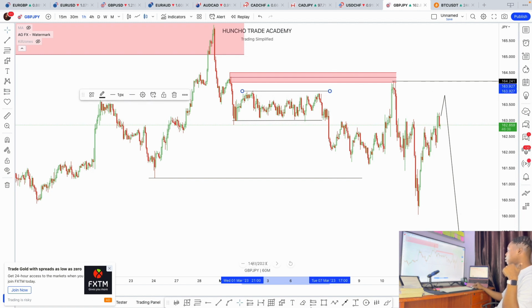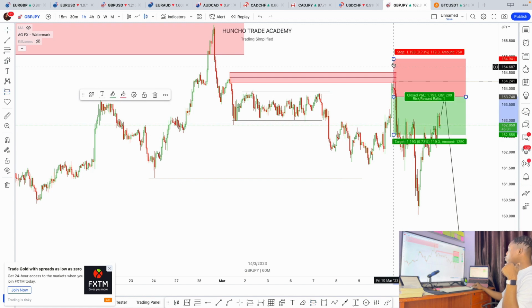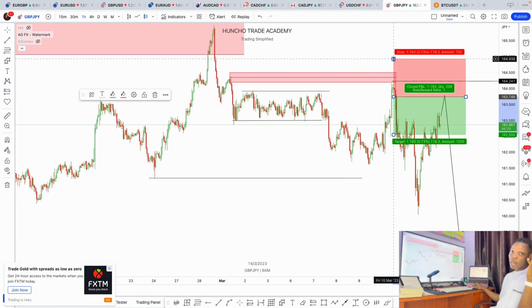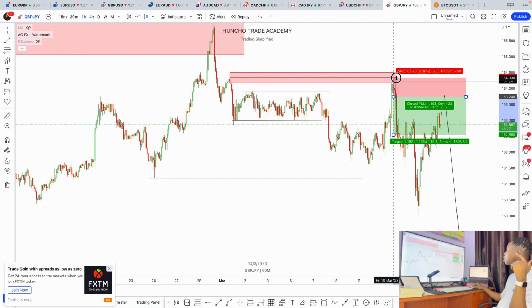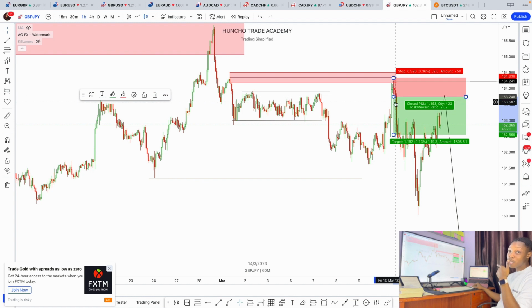And you can see here we have our entry. I'm not going to talk about my entry model here because it's strictly for HTA members. But if you are smart, you can know why I entered from here. So I don't have to tell you guys. You have to put in the work yourself. I can't spoon feed you every time. You have to do your research.